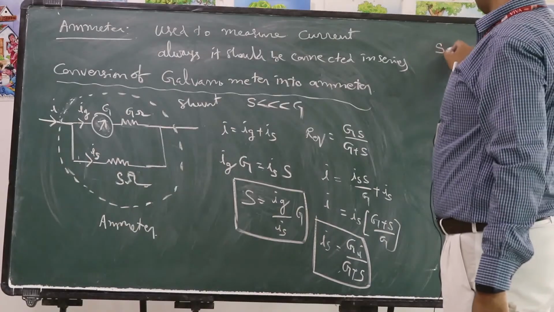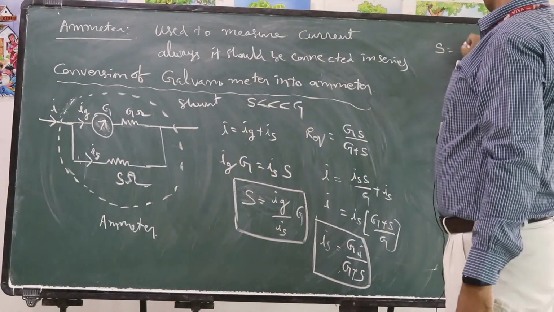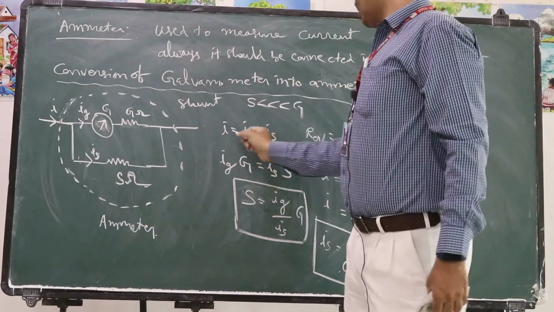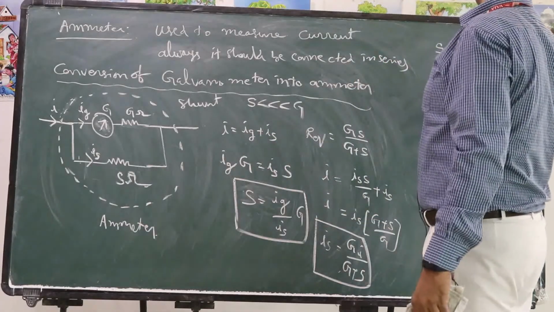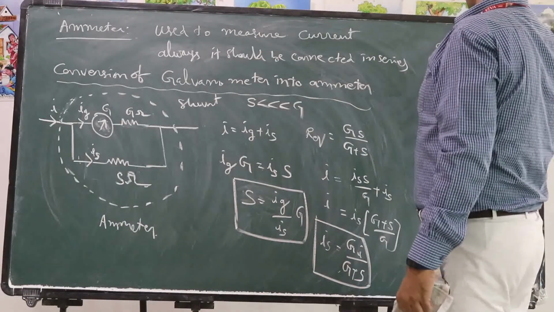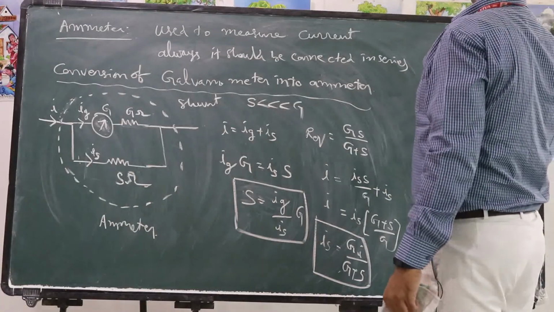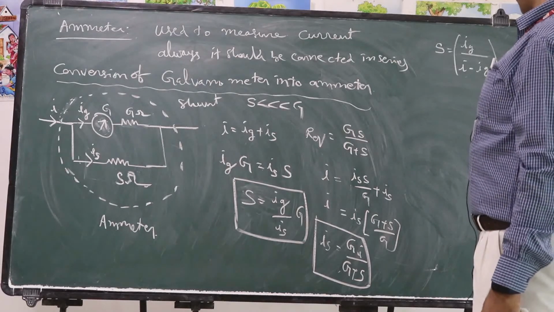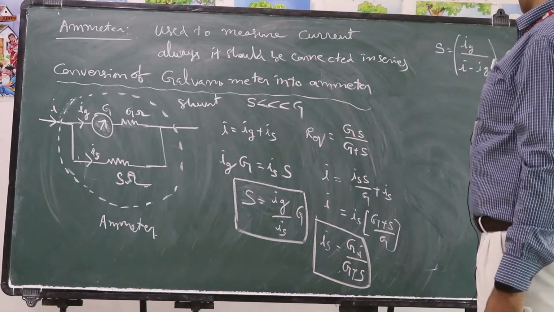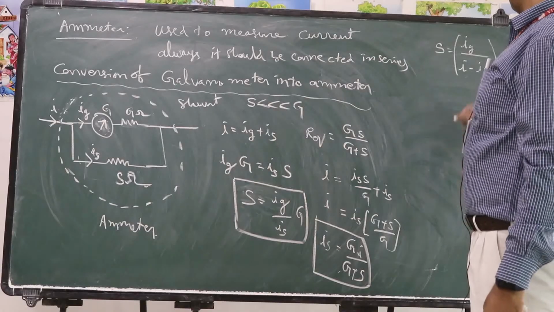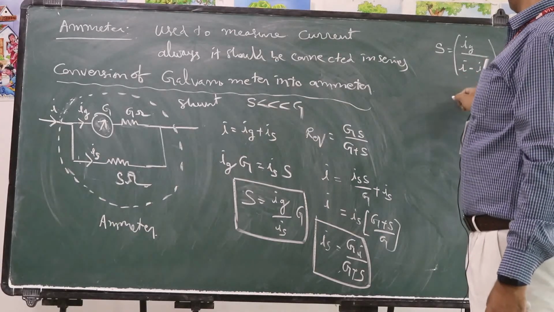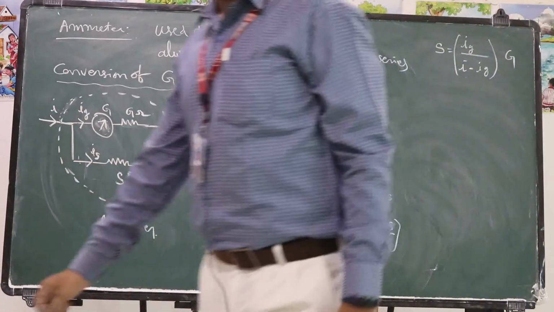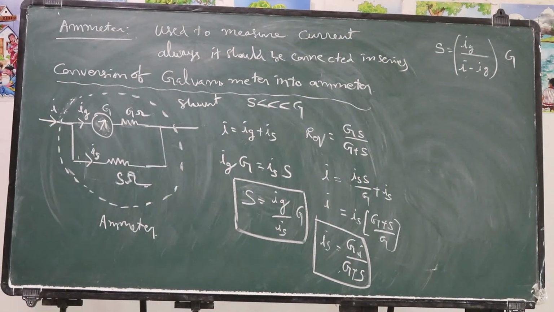S is equal to Ig by Is. Is can be written as I minus Ig into G. So, by simplifying these formulae, you can get the desired S value.